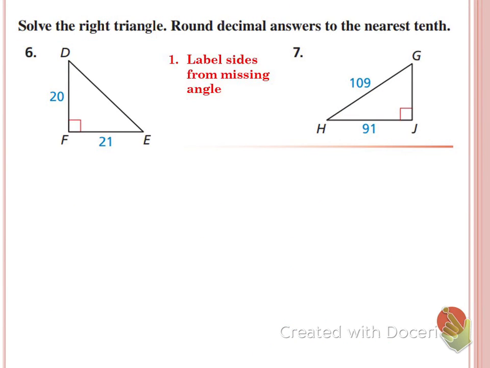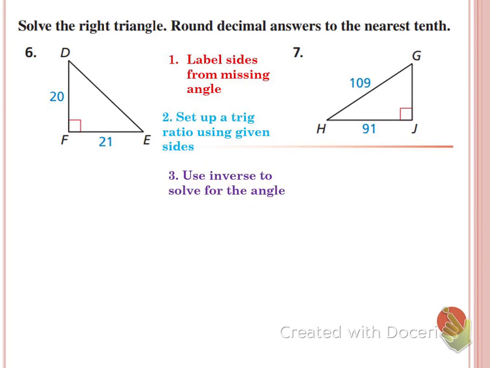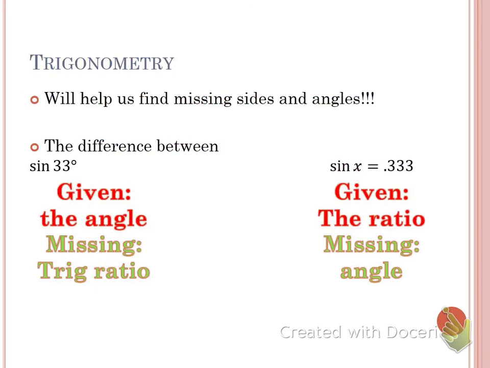So the three steps to finding the angles are to label the sides from the missing angle, so whatever angle you wanted to find, set up a trig ratio, and then use the inverse. Okay. This is the last thing we talk about today.